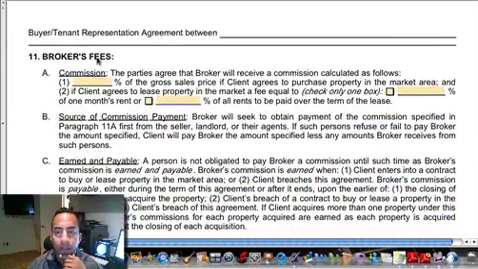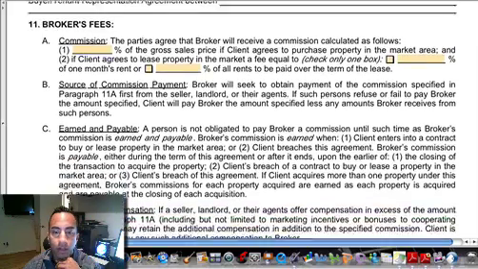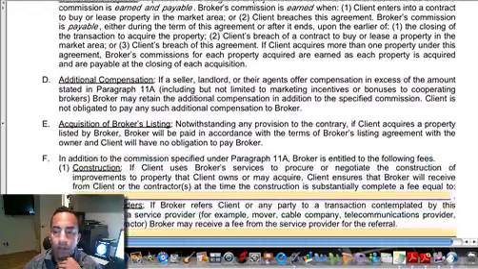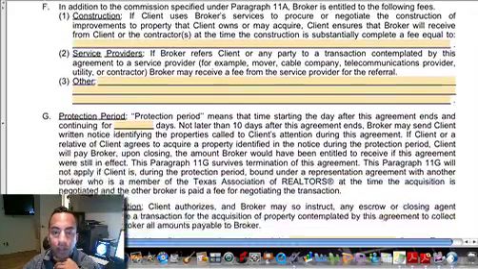Now, the parties agree that the broker receives a commission calculated as follows: 3% of the gross. It's usually 3% standard of the gross sales price if the client agrees to purchase property in the market area. If the client agrees to lease property, it's 1 month's rent. That's if you're doing a lease. Now here goes a little trick. This is all standard stuff here. Construction, if you do the construction.